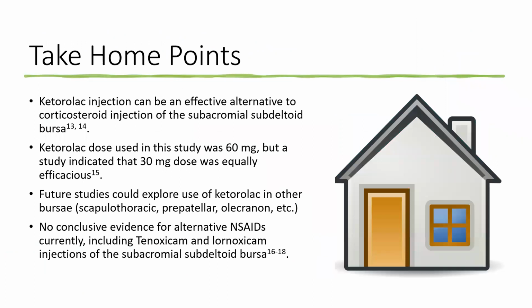So our take-home points are: Ketorolac injection can be an effective alternative to corticosteroid injections of the subacromial subdeltoid bursa. The dose recommended in the study was 60 milligrams, but 30 milligram dose has also been used with equal efficacy. Future studies could explore use of ketorolac in other bursae. At this time, there is no conclusive evidence for use of alternative NSAIDs, including tenoxicam and lornoxicam, for injections of the subacromial subdeltoid bursa.